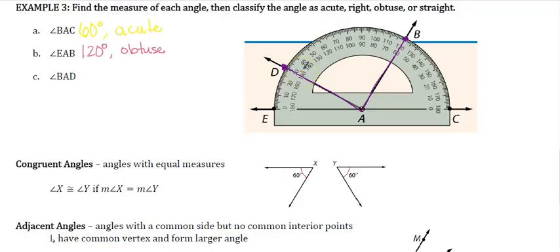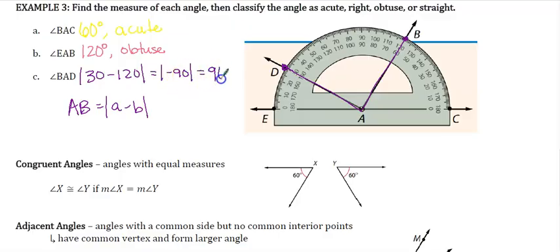Remember that the length of AB was the absolute value of A minus B. It's the same premise here. The measure of BAD is going to be the absolute value of the two measures. So 30 minus 120. 30 minus 120 is going to be negative 90. The absolute value of negative 90 is 90 degrees, which means that it's what type of angle? Acute, obtuse, right, straight. Great, this is right.